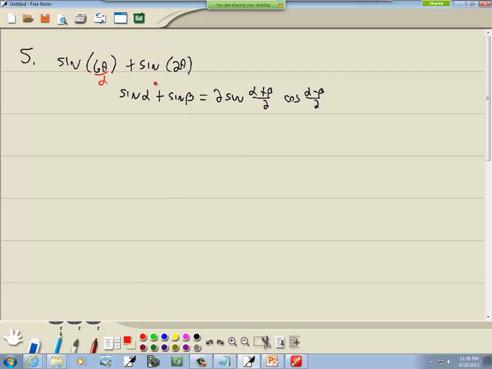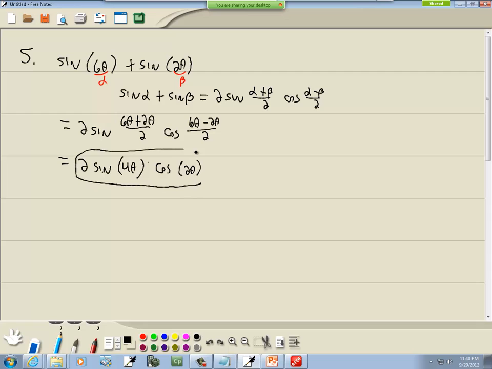Well, this is going to be our alpha, and this will be our beta. So from our formula, this becomes 2 sine of alpha plus beta over 2. So I got 6 theta plus 2 theta divided by 2. Cosine of alpha minus beta over 2. So we got 6 theta minus 2 theta over 2. Well, 6 theta plus 2 theta is 8 theta. Divided by 2 gives us 4 theta. And 6 theta minus 2 theta is 4 theta. Divided by 2 is 2 theta. And that's what they're wanting.